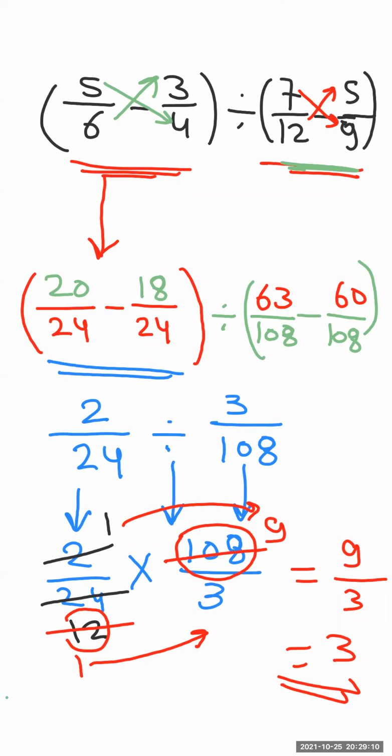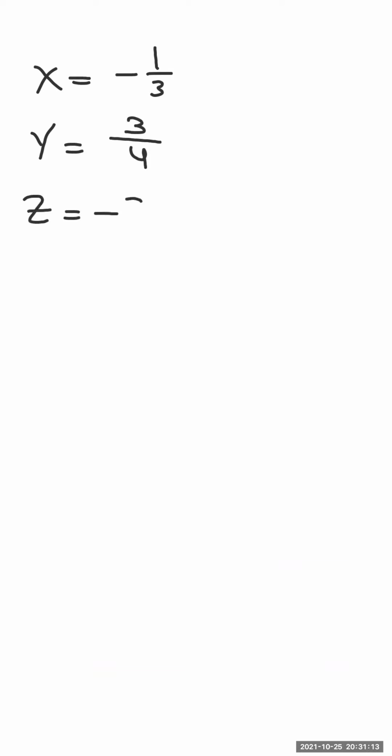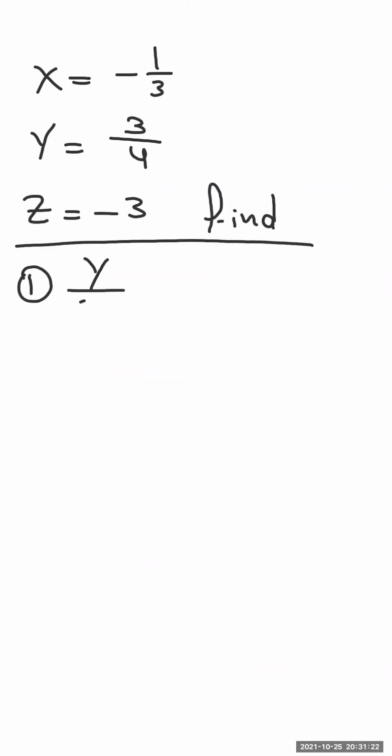Okay, guys, is it clear? Okay, great. The next question, actually, it's very important. Here is this question. If x equal -1 over 3 and y equal 3 over 4 and z equal -3. Find the first requirement, y over z.